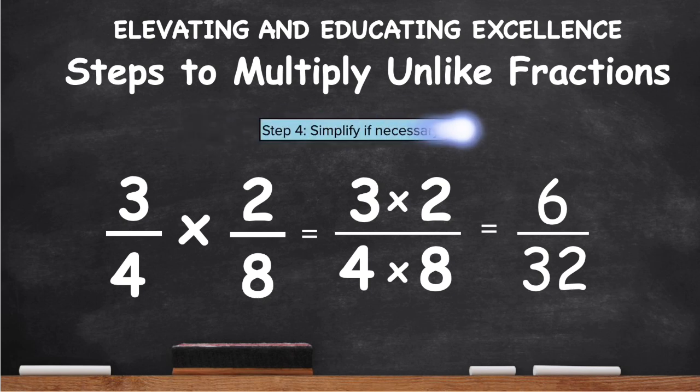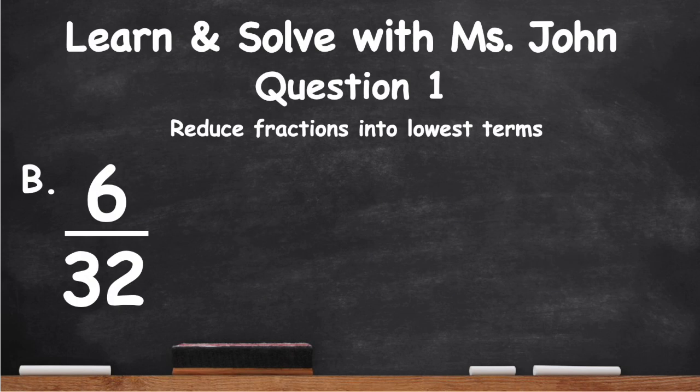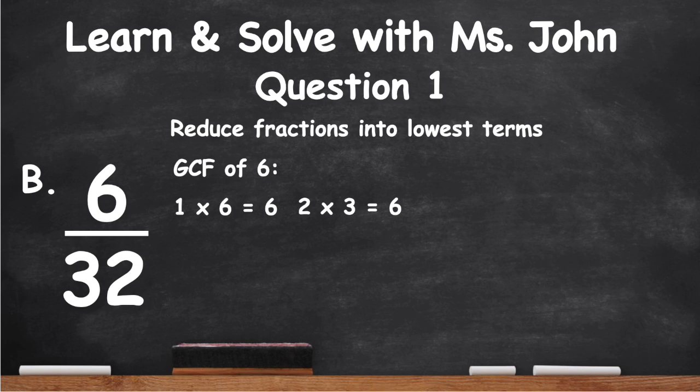Step 4 is simplify if necessary. In this case, we can simplify 6 and 32. Remember, in order to simplify, we must find the GCF of 6 and 32. So let's find the GCF of 6. We've got to find out what the factors of 6 are. If we start with 1, we know that 1 times 6 equals 6. If we think about 2, we know 2 times 3 equals 6. If you think about 3, we already did it, so that's 3 times 2. And then we've got to think, does 4 times anything equal 6? No. So we know we can stop there. So the factors of 6 are 1, 2, 3, and 6.